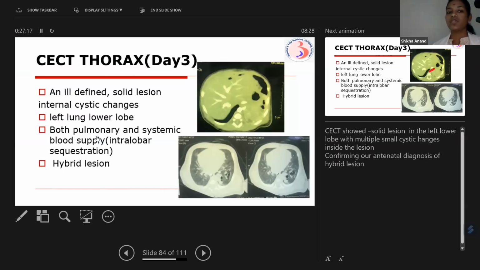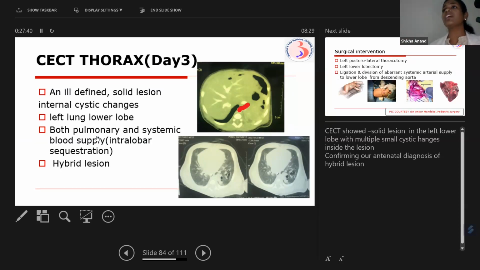The CECT thorax, which was done on day 3, showed a solid lesion in the left lower lobe of the lung with multiple cystic changes. This is the aorta, this is the lesion, so it also received supply from the aorta, hence confirming our antenatal diagnosis of hybrid lesion.